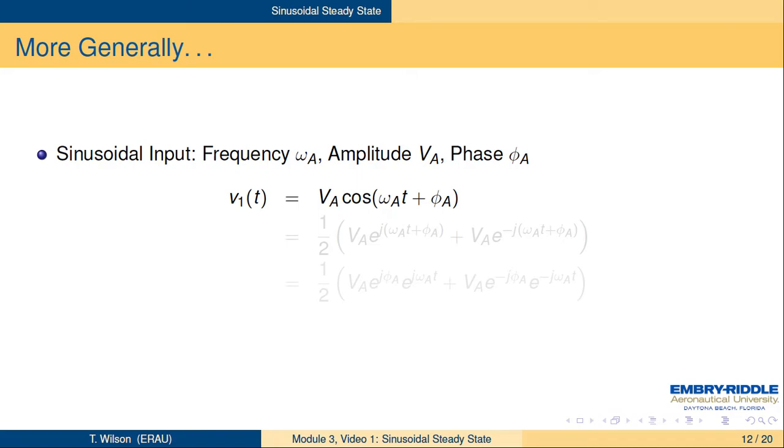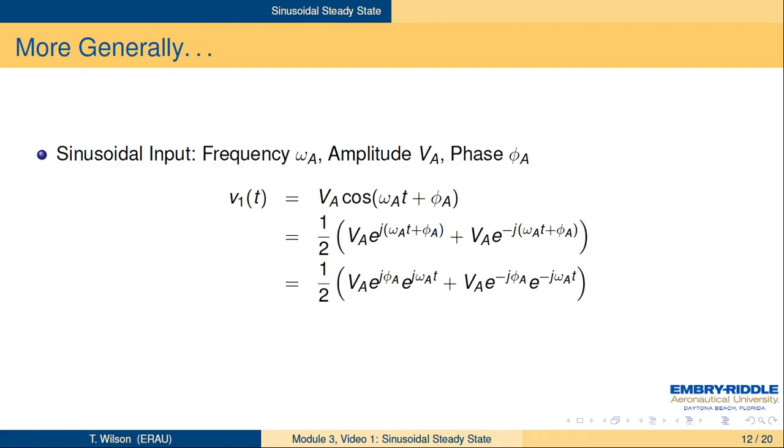So here's the more general case. We've got a sinusoid. It's got an input frequency omega sub a, an amplitude V sub a, and a phase phi sub a. So we can write that as V sub a cos(omega sub a t plus phi sub a). And we write that in terms of complex exponentials as 1/2 V sub a e to the plus j(omega sub a t plus phi sub a) plus V sub a e to the minus j(omega sub a t plus phi sub a). And then I pull out the e to the j phi terms because those aren't time varying. I'm interested in the complex exponential stuff that has to do with the time varying. That's just an amplitude. So that V sub a e to the j phi sub a, that's your good old complex amplitude you may recall from when you did phasors.